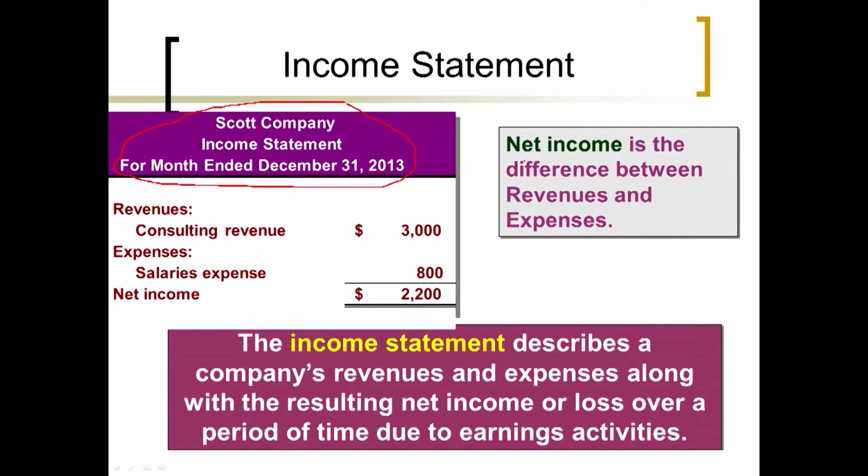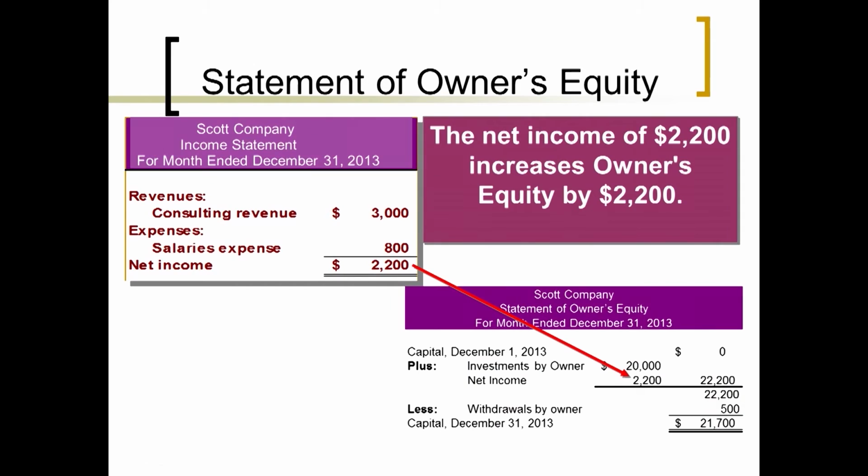What's the bottom line of the income statement? $2,200. What's the next thing we prepare after the income statement? The statement of owner's equity, or sometimes we just say the statement of equity. Now, the statement of owner's equity is probably the least intuitive of these financial statements, okay?